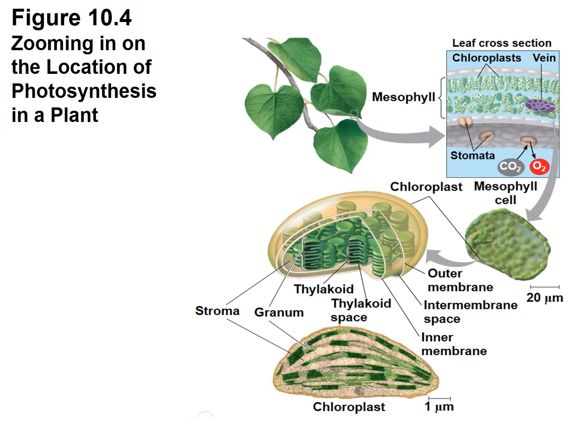Figure 10.4 shows the location of photosynthesis in a plant. So on the right-hand side up top, we see the cross-section of a leaf. We see chloroplasts and the veins in the mesophyll. Then we see the stomata. Stomata, again, are where carbon dioxide enters and oxygen exits. Down below that, we see the structure of a chloroplast. Two membranes surrounding a dense fluid called stroma. And inside that fluid are stacks of thylakoids called grana.